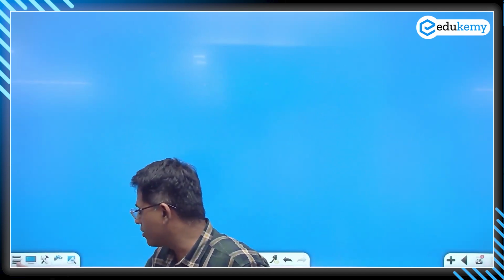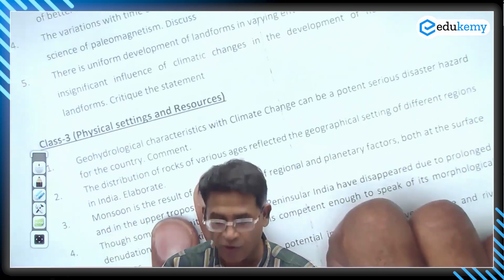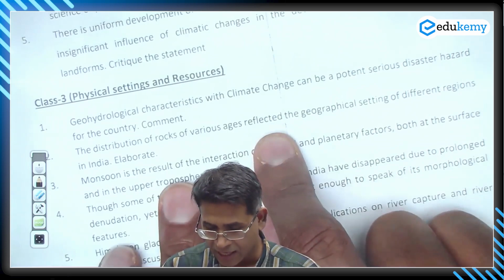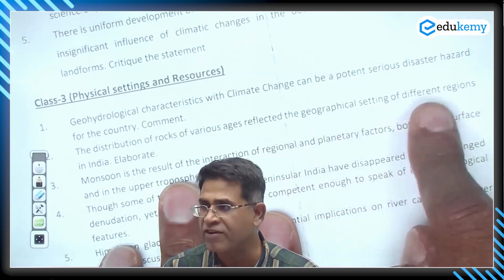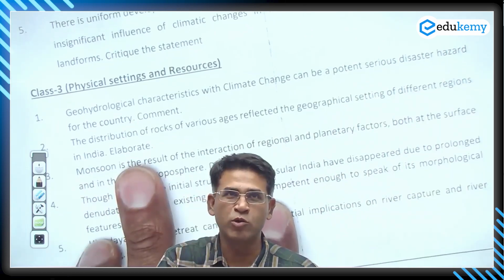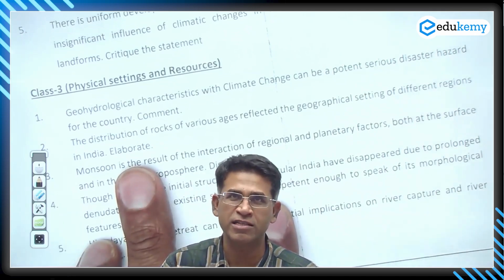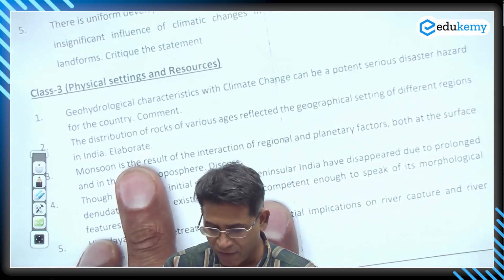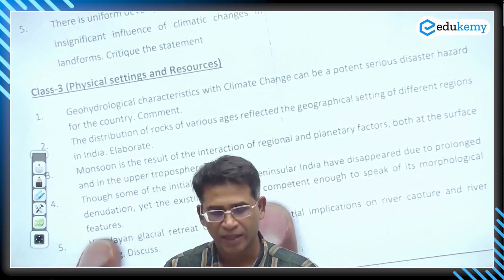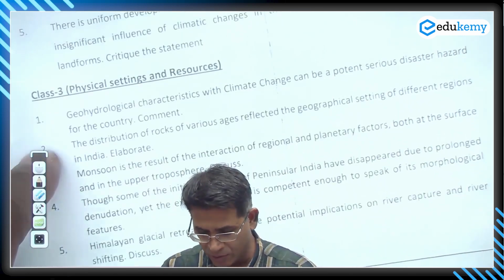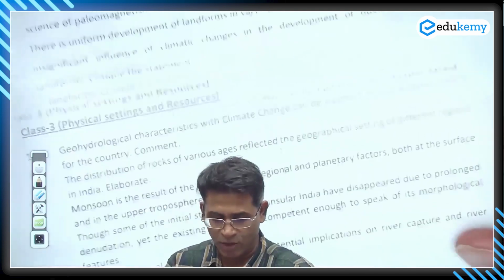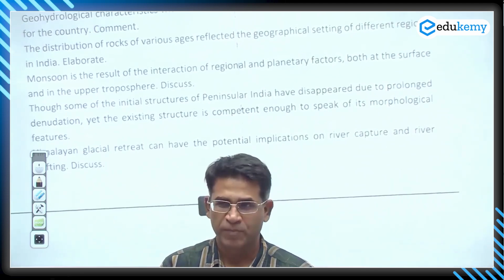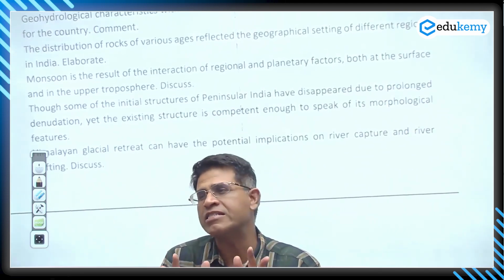Fine. The next question. The distribution of rocks of various ages reflects the geographical setting of different regions in India. Elaborate. This question is very similar to question number 4. I'll tell you what the difference is. What it is asking us is that the rocks of different age reflect the geographical setting.